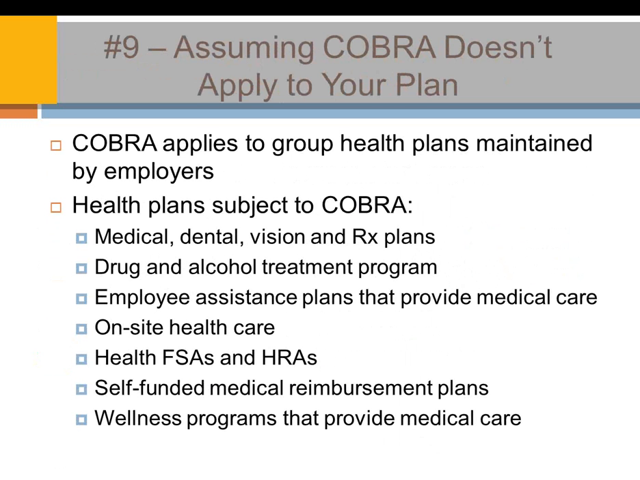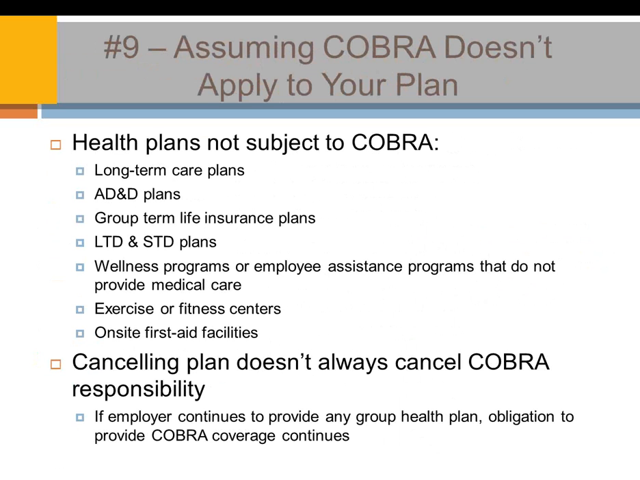HRAs may be a little tricky in that you have to come up with COBRA premiums, because a lot of times these are just self-funded and reimbursed type programs that may not have a premium or a well-known fully insured equivalent premium. So those are some plans that are subject to COBRA. Plans that are not subject to COBRA: long-term care, your AD&D and life type plans, LTD and STD disability programs, and wellness programs or employee assistance programs that do not provide medical care. That is probably one of the most difficult ones to decide the difference between, but those plans would or would not be COBRA eligible.